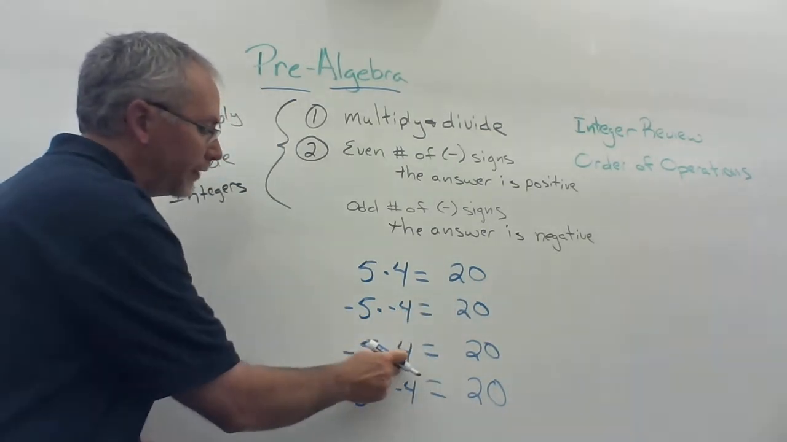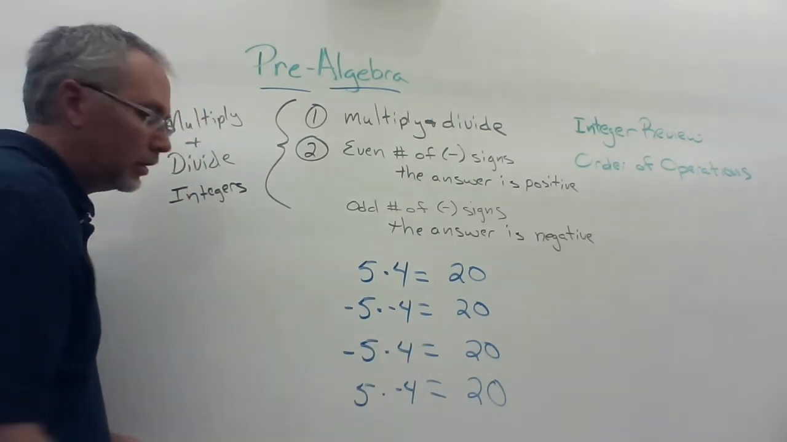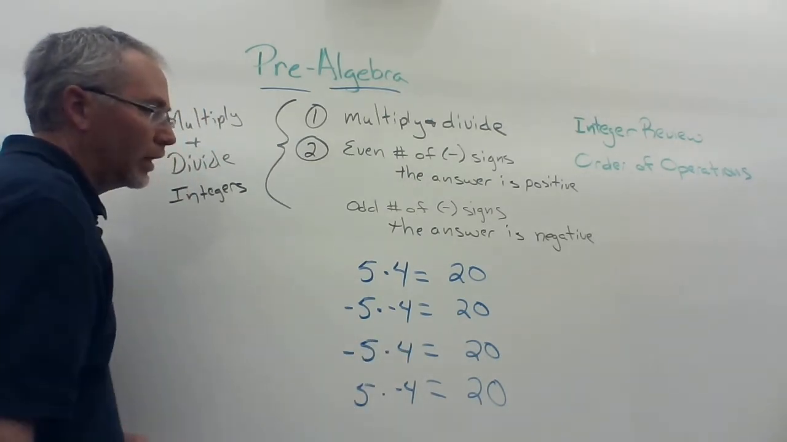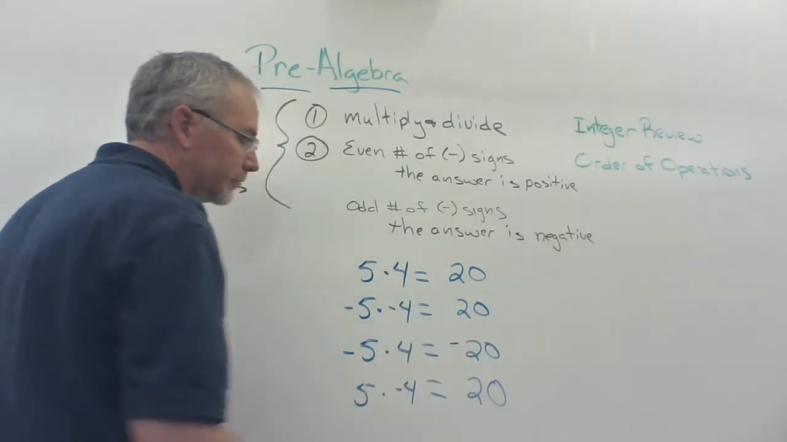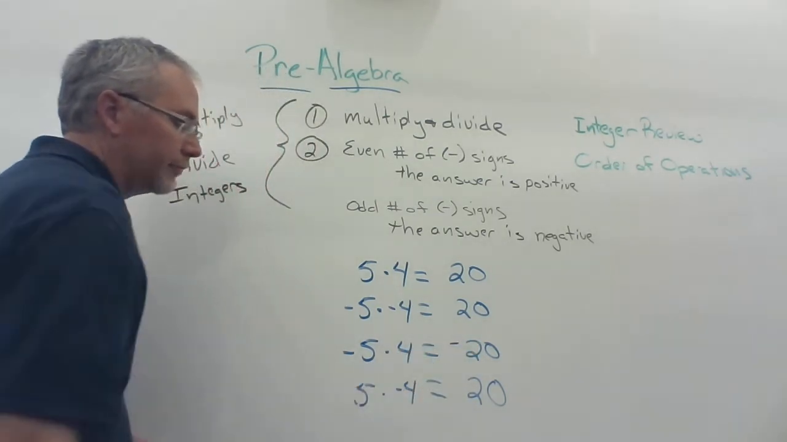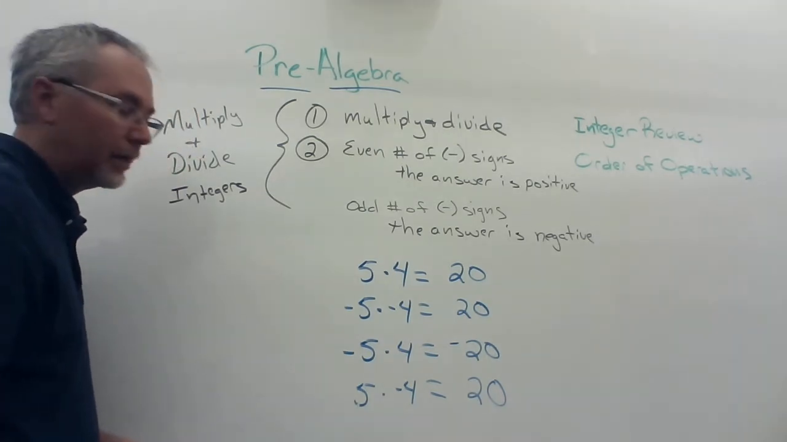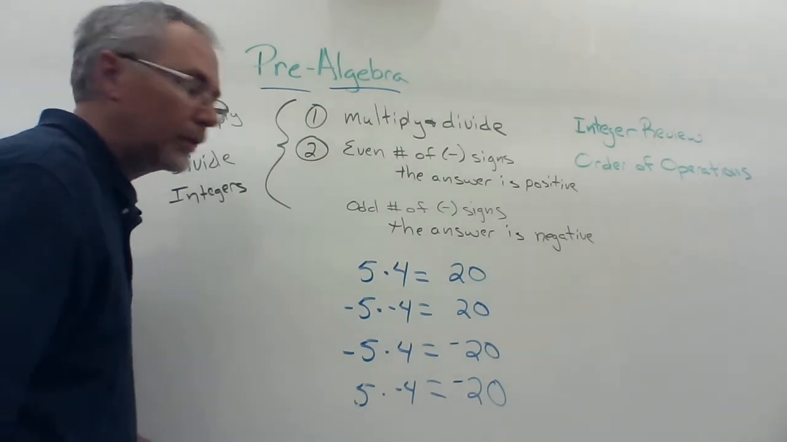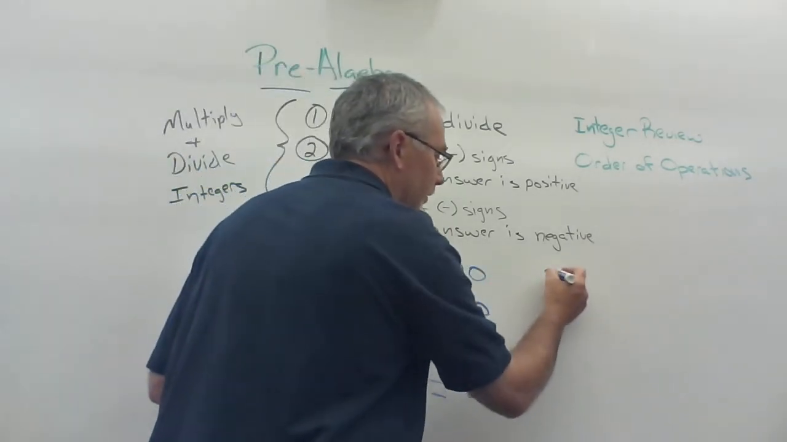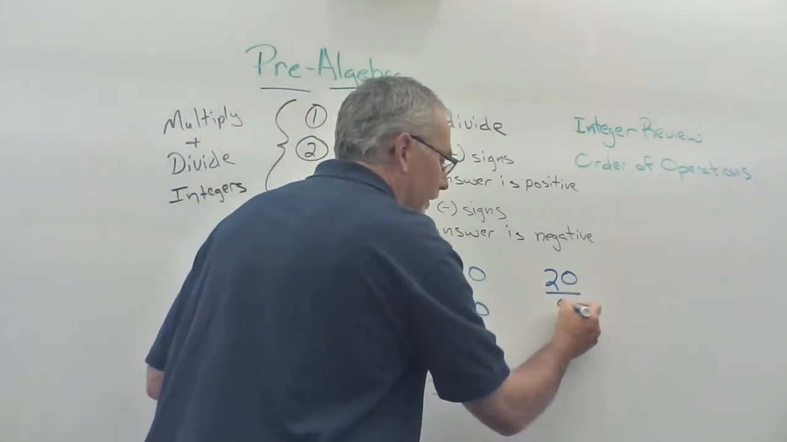If I have a negative 5 times a positive 4, I have 1 negative sign. 1 is an odd number, which means my answer is also going to be negative. I have 5 times a negative 4. Again, 1 is an odd number. My answer is going to be negative. I could do the same thing if I had division.